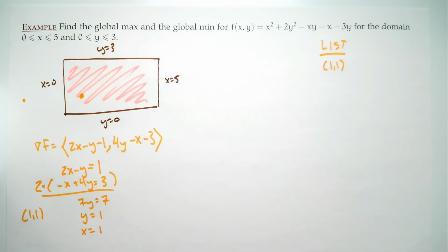Nothing. It doesn't make the list. The only things that make the list are points which are in my domain. Okay, so we've now checked the interior. That wasn't so bad. What's next?